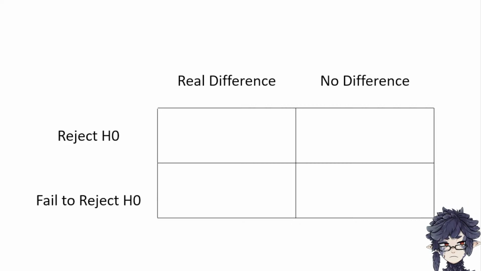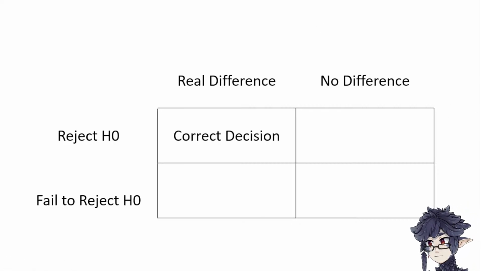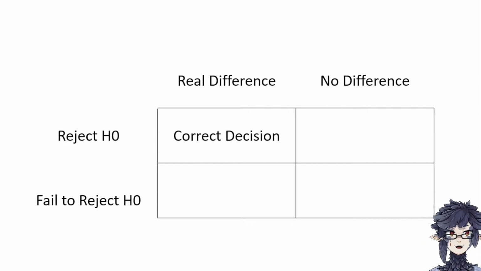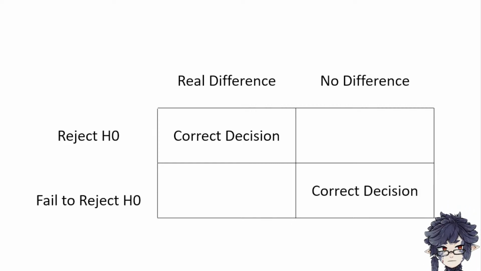There's no relationship. When you reject the null, and there is a real difference in the population, that is correct. You have concluded that there is a difference, and if you were omniscient, you would know there was a real difference. Awesome. You thought there's something there, and there is something there. That's great. It's also possible that you fail to reject the null, and in reality, there is no difference. So you've concluded that there's no difference, and there is no difference. Awesome, that's also a correct decision. I mean, it kind of sucks because that's not nearly as publishable, but at least you're right.